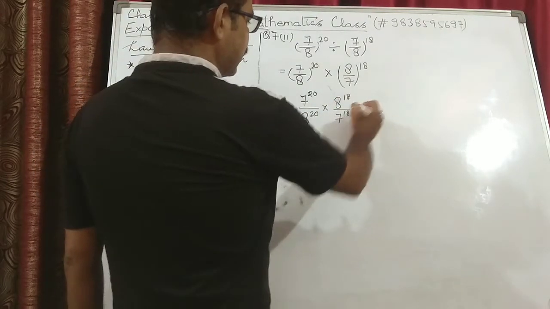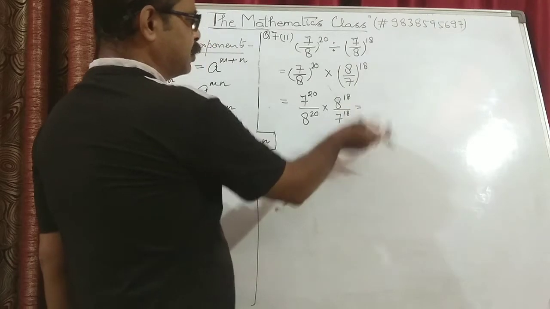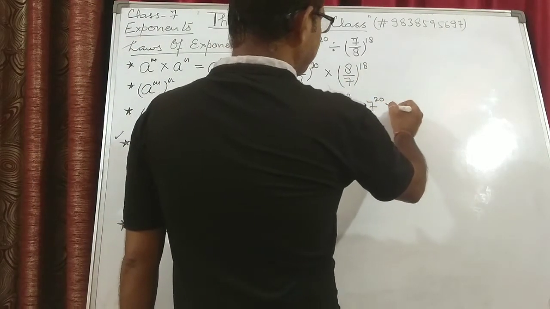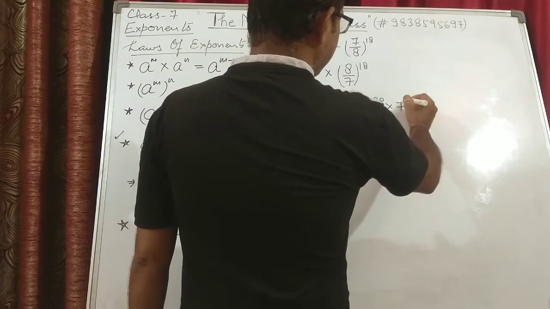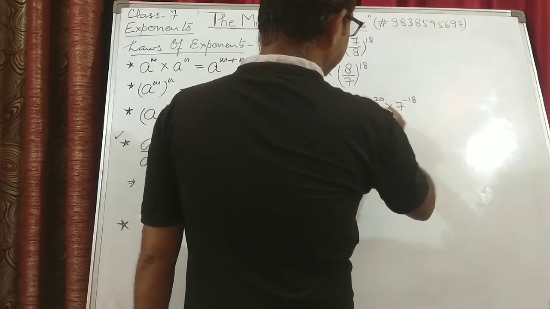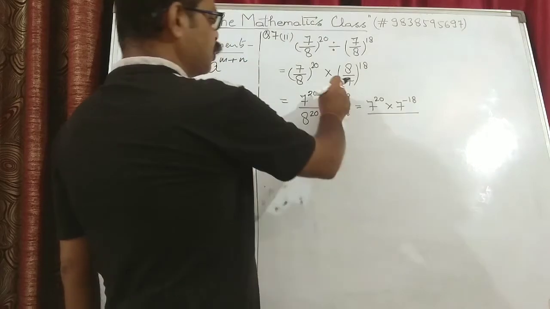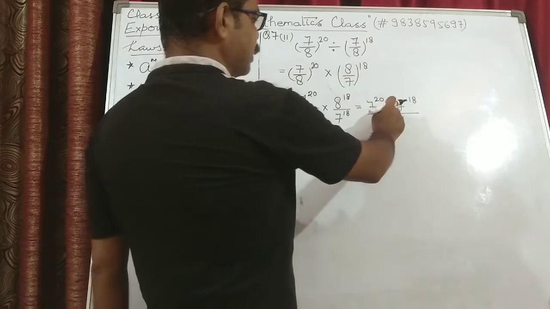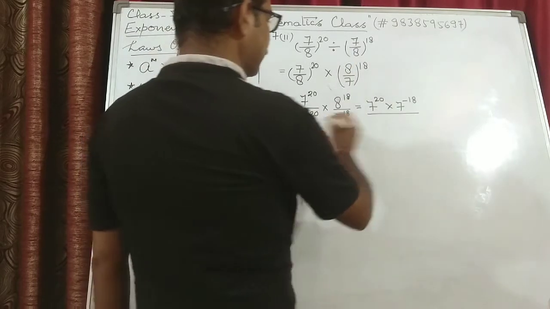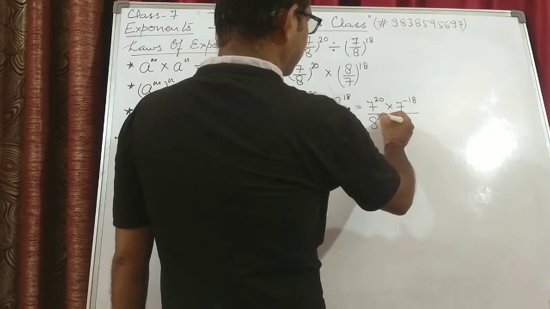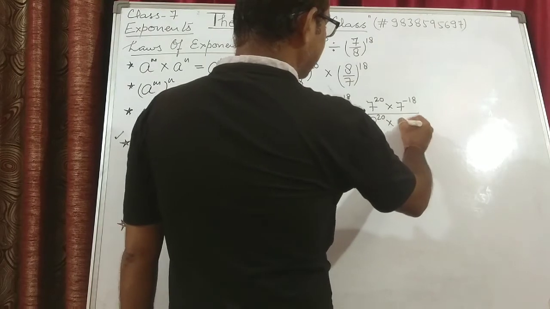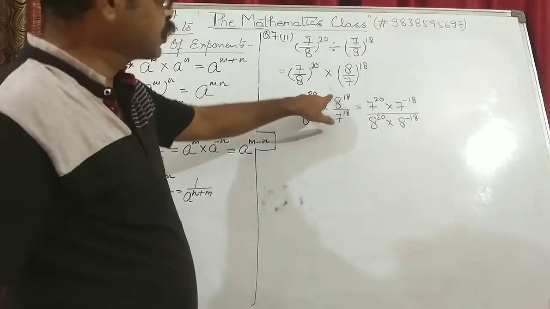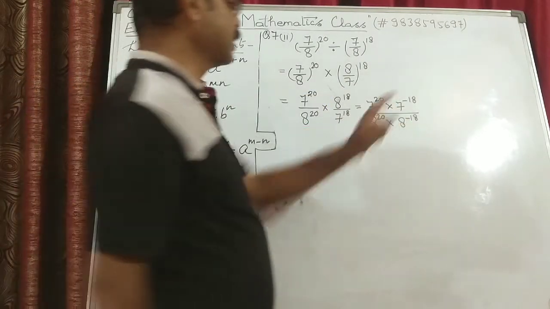So if we bring 7 to the power 18 to the numerator, it will become 7 to the power 20 into 7 to the power minus 18. When this goes to the numerator, the sign changes, and since in between there was a multiplication sign, I just put a multiplication sign. In the denominator, it will be 8 to the power 20 into 8 to the power minus 18. When the numerator power comes down, it becomes minus 18.